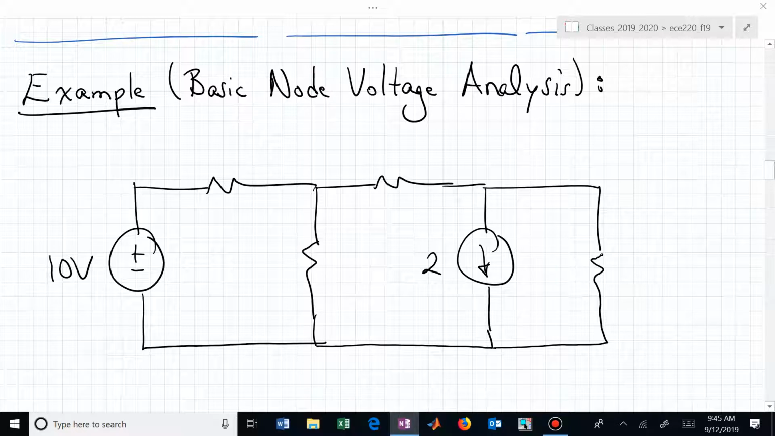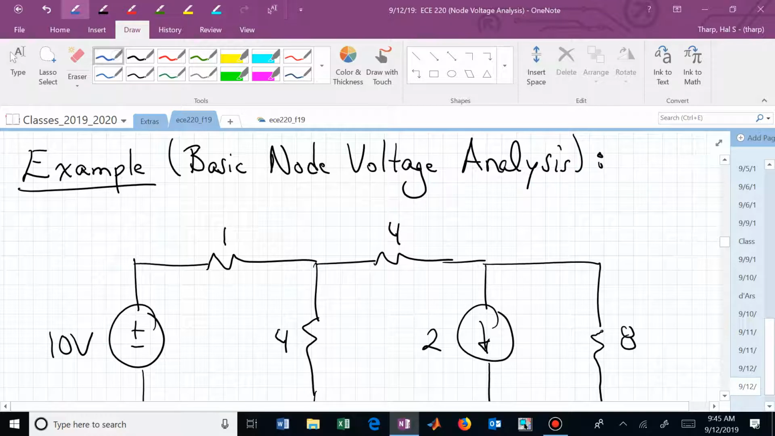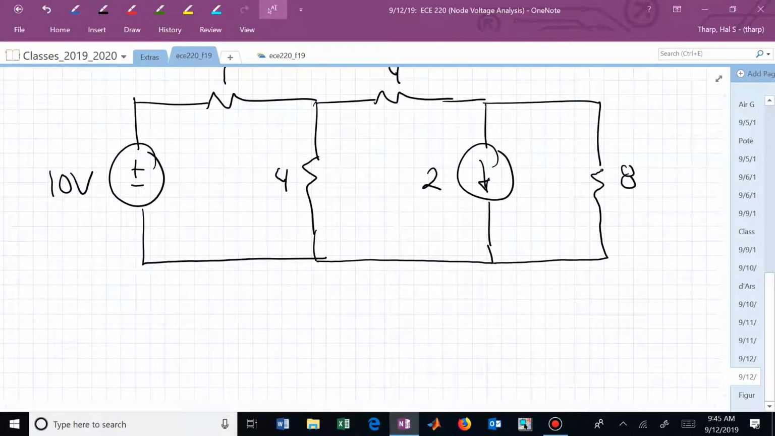Here's the first example, and I'm calling this a basic node voltage analysis problem. And let me label some of these resistors. This one is 1, this one is 4, this one is 4, and this one is 8. Our first step, and we'll make this a little bit more official as we go, but now I'm just being a little bit loose with the steps. You'll see in the front page of your book is this table of the steps involved in node voltage analysis.